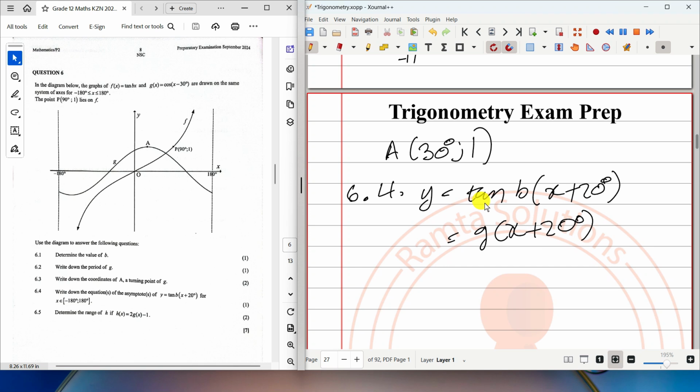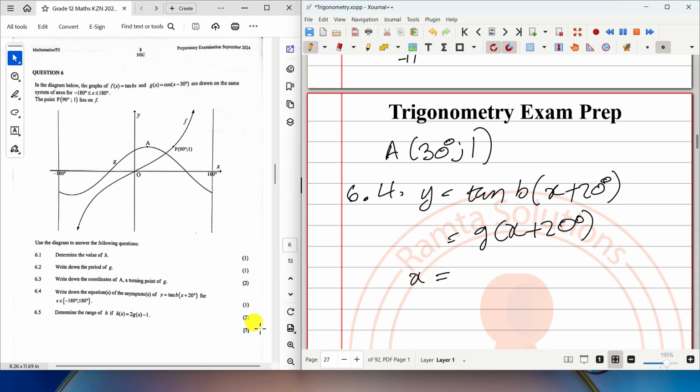Are you guys hearing me? It is g of x shifting 20 degrees to the left. Now listen, they ask what are the equations of the asymptotes? If this point shifts 20 degrees to the left, it will be minus 180 minus 20, which is minus 200 degrees. That is not in the domain. This point, if it shifts 20 degrees to the left, will be 160.